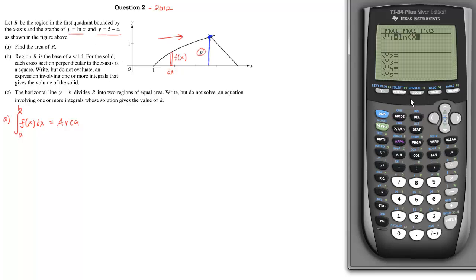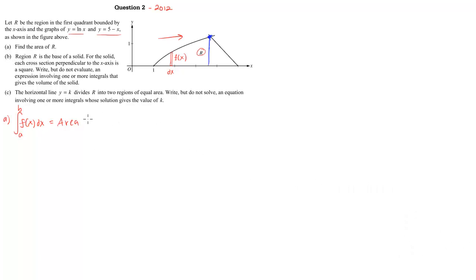Y equals ln of x and y equals 5 minus x. Graph. Okay, so it looks pretty much like it did in the video, and now we're looking for this intersection point right here. So we're going to go to Calc, and we're going to go to Intersect. First curve. Whoops, I didn't like that. Okay, there we go. There was a discontinuity at x equals 0, so I didn't like that second curve there. Guess. Just bring yourself in close so that it doesn't take a long time for the calculator to do its thing.